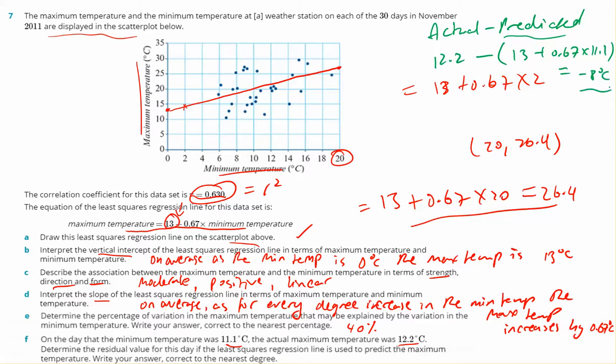And residuals can be negative, meaning your actual minus predicted is negative, so your actual is a bit lower than your predicted, which makes sense. So your actual might be here and your predicted might be there, and the difference between the two is 8 degrees.